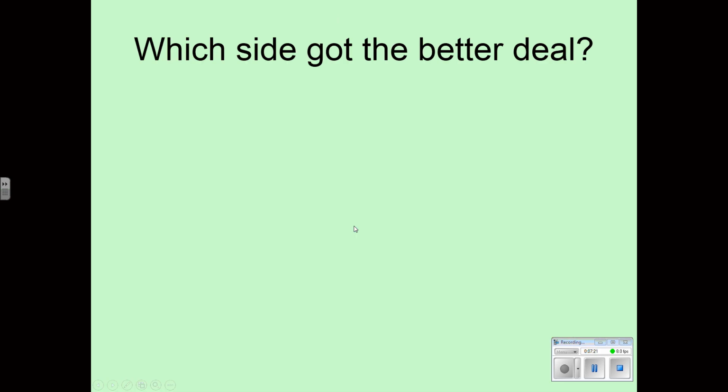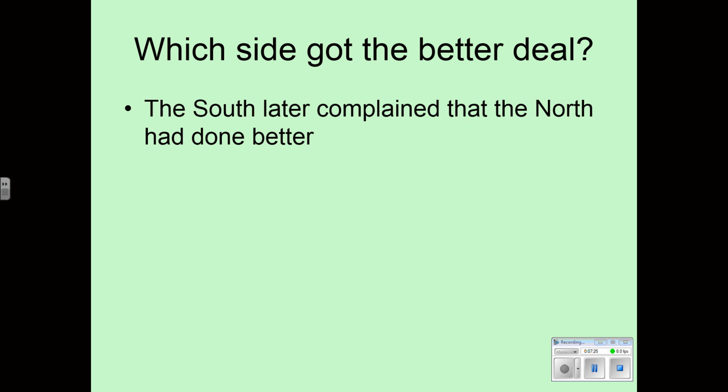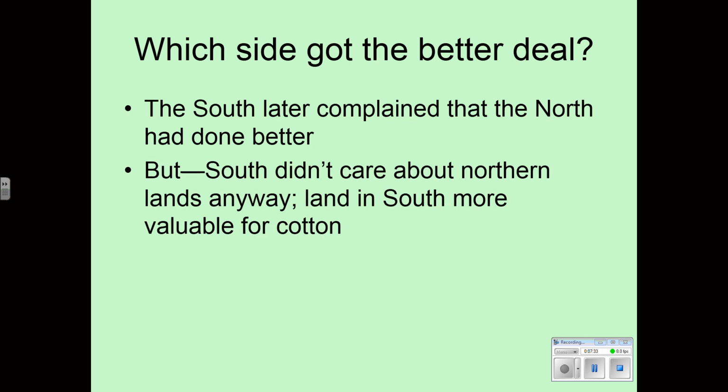Now, you might wonder which side got the better deal. Well, later on, the South complained that the North had done better because that large blue area was closed to slavery. But actually, the South didn't care about those northern lands because they were mainly interested in cotton. And that land in the South is what they really wanted for cotton. You can't grow cotton in places like Nebraska and the Dakotas.